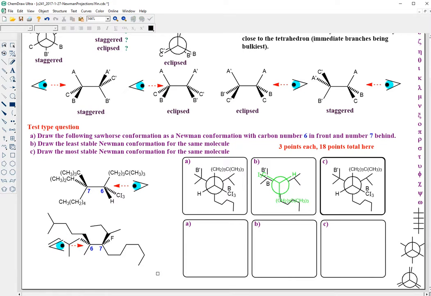I think the Newman we're looking at looks like this, where there's a group straight below my eye, that being a methyl on 6. And behind that is a straight chain from 8 to 11. So let's put the groups that are either straight down or straight up first. We've already got a methyl on the end of the green. Let's finish the chain that goes 8, 9, 10, 11 on the back.